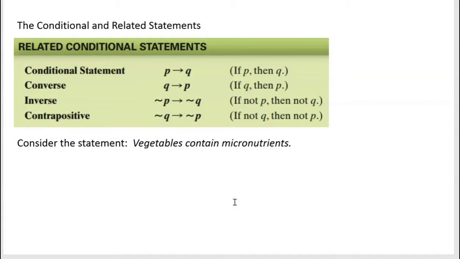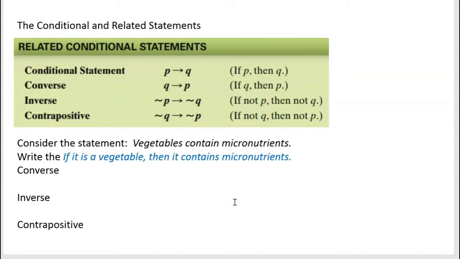I think so. If it is a vegetable, then it contains micronutrients. That's really what this is saying, right? Vegetables contain micronutrients. So if you have this thing and it's a vegetable, then it contains micronutrients. It's saying exactly the same thing. So we can write this as an if-then statement. And there it is. If it is a vegetable, then it contains micronutrients. So sometimes you have to dig deep and turn your statement into an if-then statement. And everything can't be done like that. So it really has to be a conditional statement.